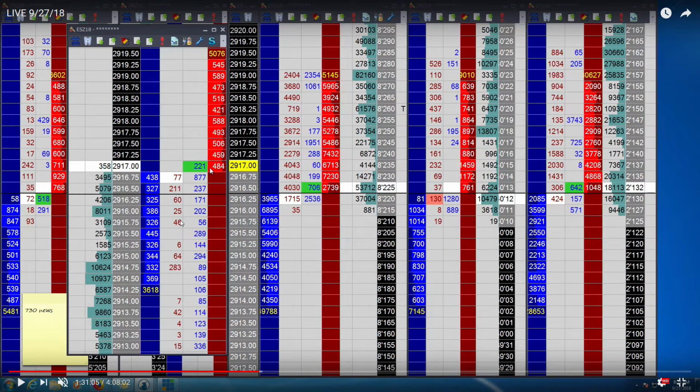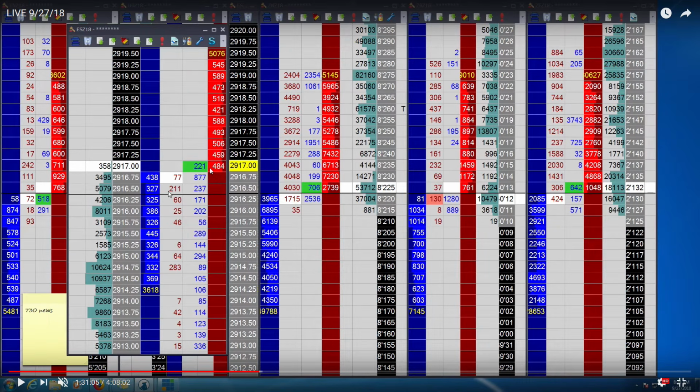And in fact, if you look at all the numbers, 46, and remember it's staggered. You have 46 versus 202, 25 versus 171, 60 versus 237. These numbers are all larger in the blue, meaning there's more buying pressure, and buyers are more interested than the sellers are. As you can see, the numbers are a lot lower.